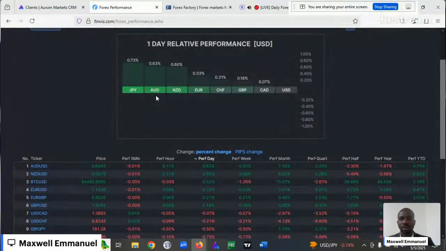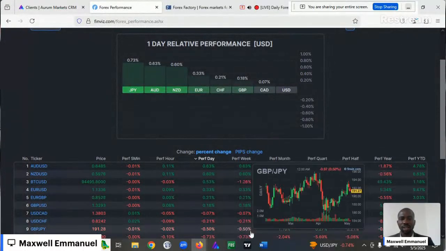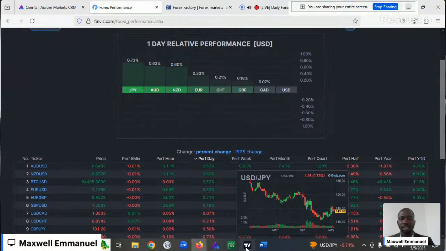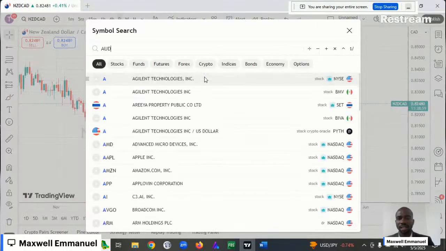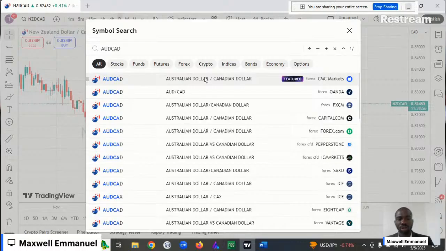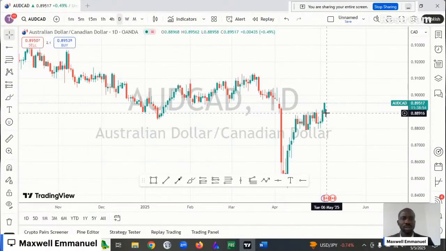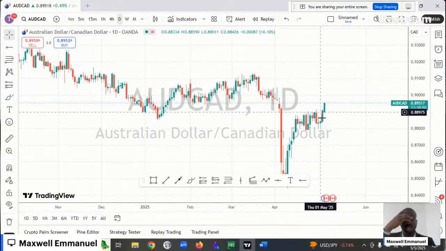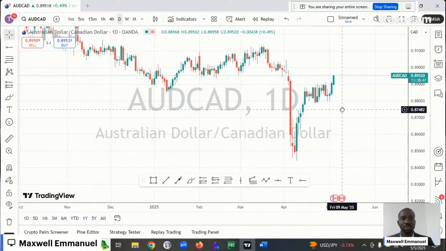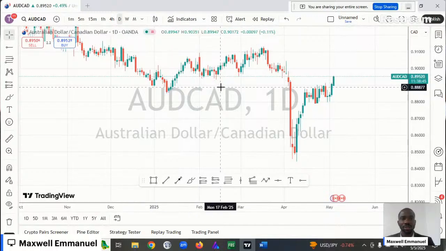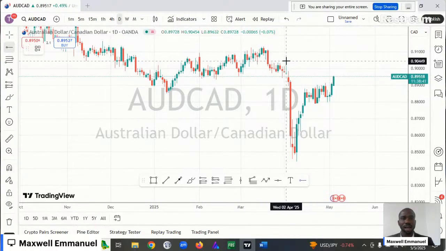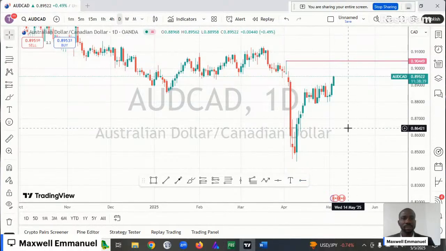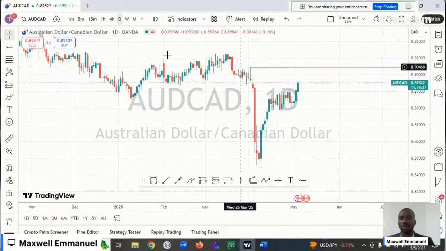Let's look at Australian dollar CAD. It should be bullish also. So you can see daily Australian dollar CAD has been bullish. So Australian dollar CAD is likely going to come for this high, this liquidity.